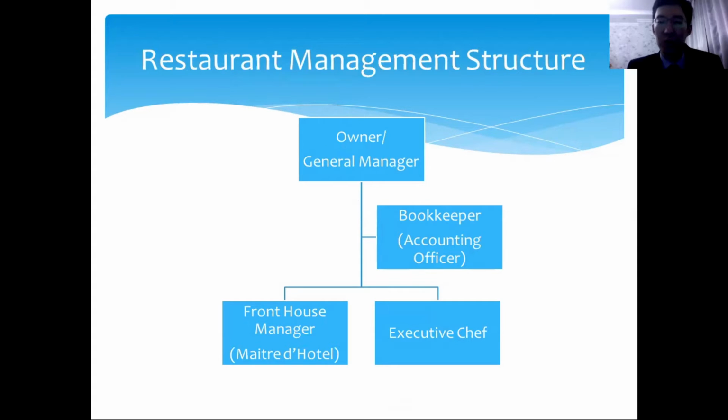The restaurant management usually consists of the following structures. We have the general manager or the owner, we have the bookkeeper or the accounting officer, and then we have the two main departments that are responsible for providing and delivering the key value, the key product. We have the kitchen, where we have the executive chef and sous chefs, and then we have the dining area, where the front house manager works. The front house manager is sometimes referred to as the maître d'hôtel.